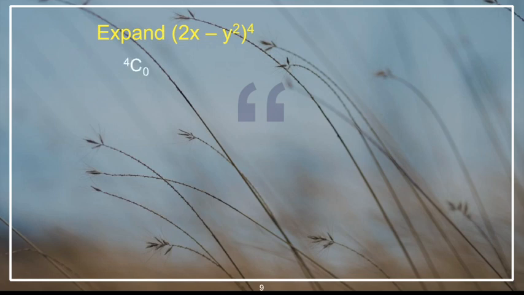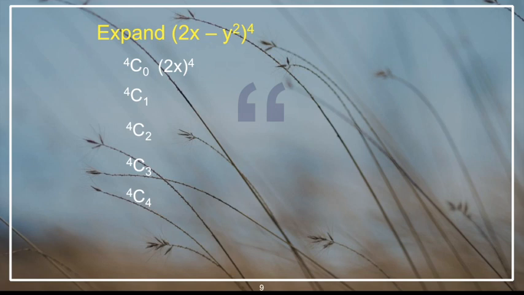Okay, so let's start with the coefficients. The index is 4, so we start with combination of 4 taken 0, down to combination of 4 taken 4. How many terms do we have? 1, 2, 3, 4, 5. Because the index is 4, then we must have 5 terms. Now let's go to the first term. The powers of the first term are descending, so we start with the power of 4.